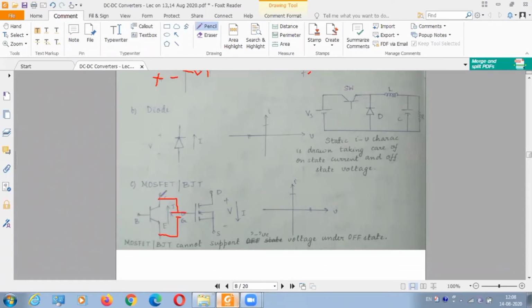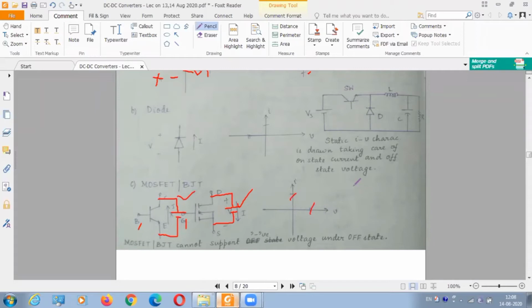So if I don't want to turn this BJT or MOSFET on, I can give a drain to source voltage but I don't give a gate voltage or base drive. So the BJT or MOSFET will not turn on, it will remain in the off position, and at that position the voltage we are applying across drain source or collector emitter is a positive voltage. So positive voltage, positive current.